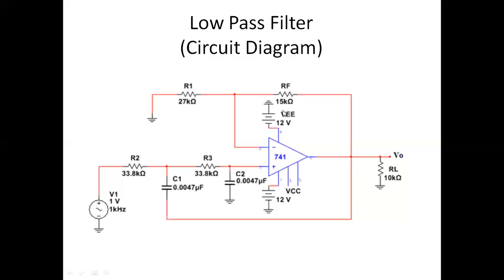So 1 plus Rf by R1 is fixed for a Butterworth filter, that is 1.586. So this part of the circuit you have to take care in order to design the gain part, that is equal to 1.586 in the pass band. Coming to the frequency selectivity, as it is a low pass filter, it has to select the low frequency components and it has to reject the high frequency components.